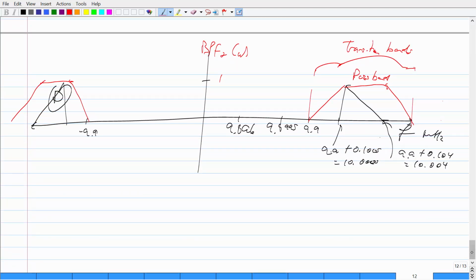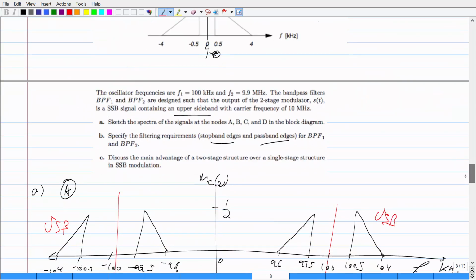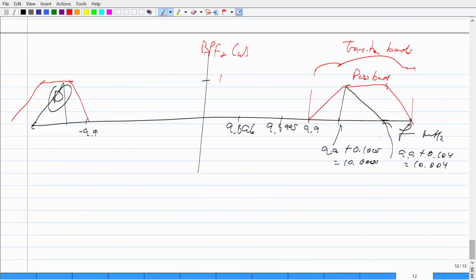So the next question says, discuss the main advantage of using a two-stage structure. Well, the reason why you use a two-stage structure is because it allows you to design bandpass filters that are non-ideal. So if you try to do it with one stage, it's going to be very difficult to be able to specify a bandpass filter that is realizable. Okay, so that's basically the only point you need to bring up.